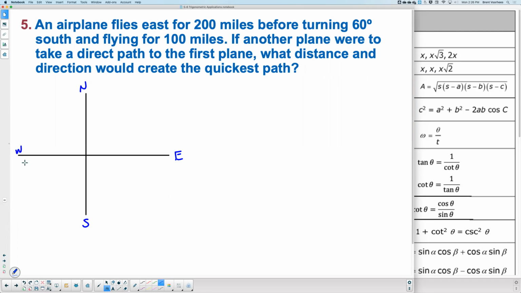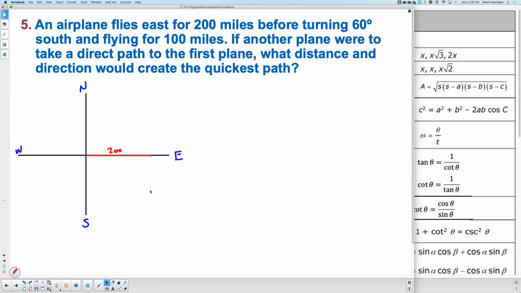It says it goes 200 miles east. So draw an arrow directly to the east like this, and label that 200. You know what? I'm going to make it go a little bit longer so I can write with bigger numbers. Take my 200 a little bit further.